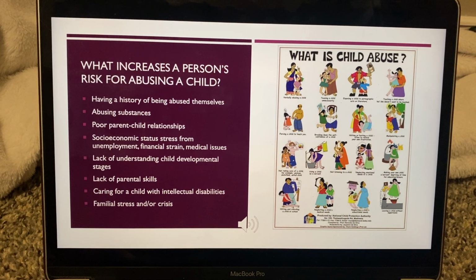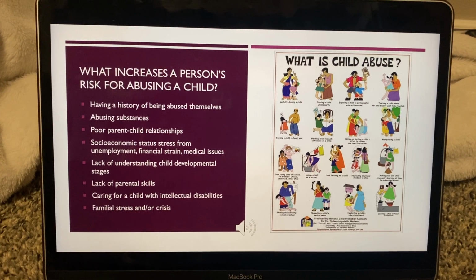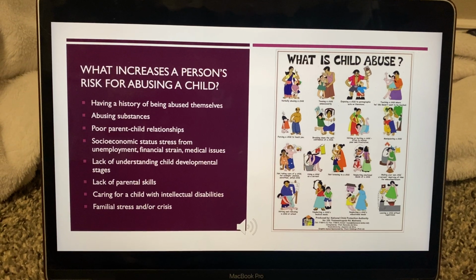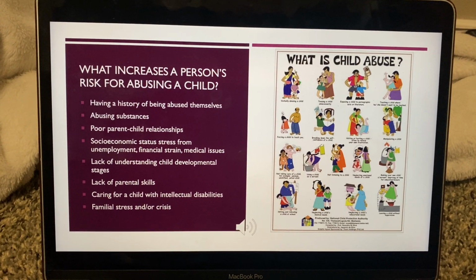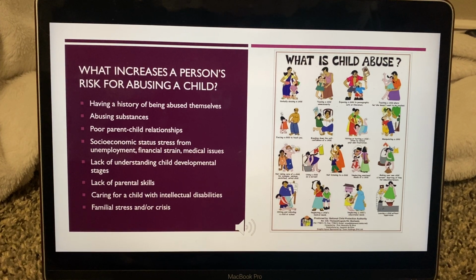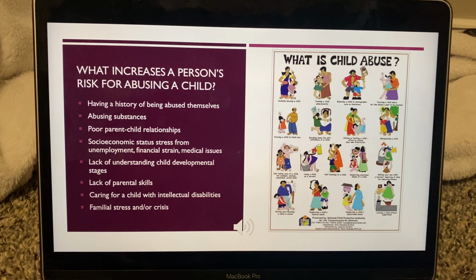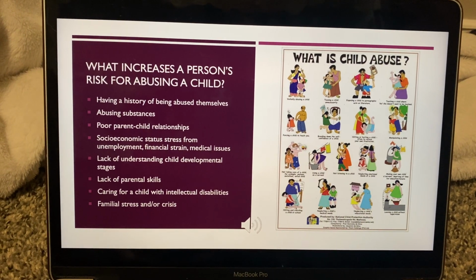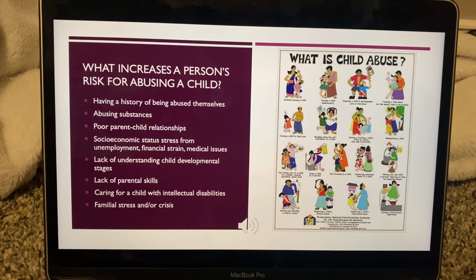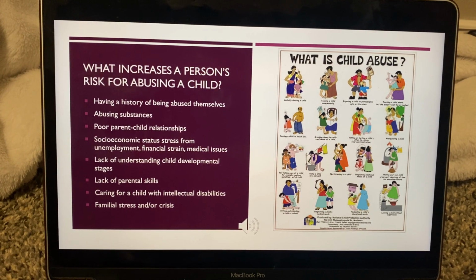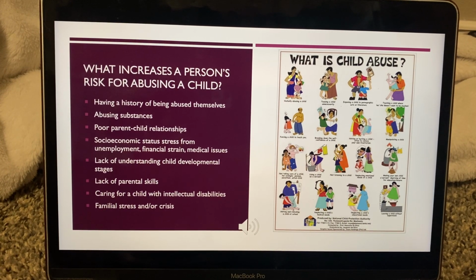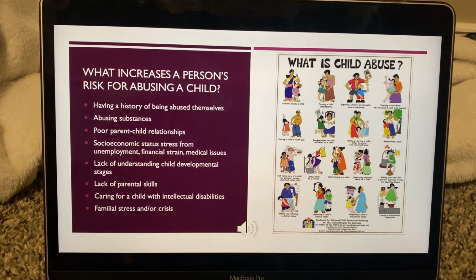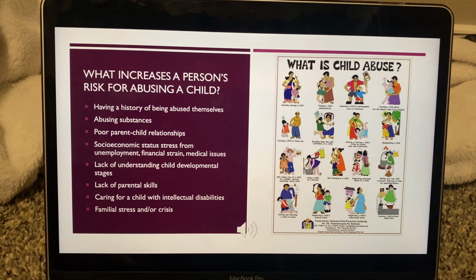What are the reasons that put a person at risk for abusing a child? It's perhaps having a history of being abused themselves, abusing substances, poor parent-child relationships, socioeconomic status, stress from unemployment, financial strain, or medical issues, lack of understanding of child developmental stages, lack of parental skills, caring for a child with intellectual disabilities because they are at an increased rate for being abused, and familial stress and/or crisis. The graphic to the right shows what is child abuse, and it displays the different actions that are considered child abuse.